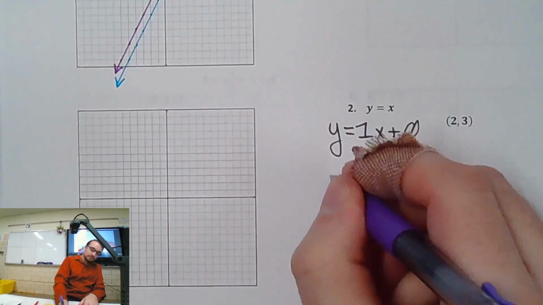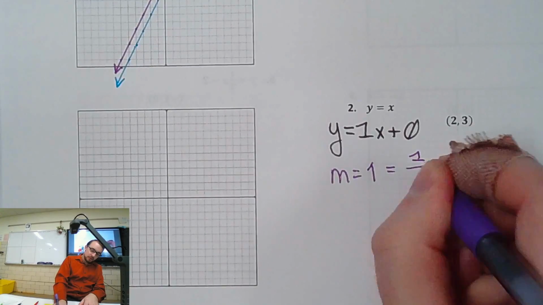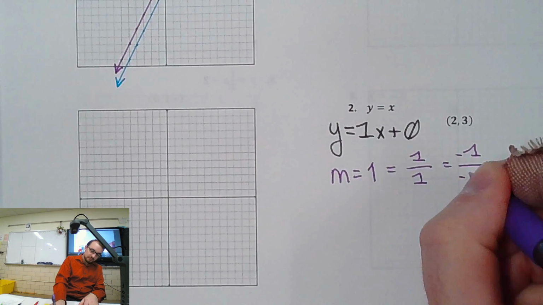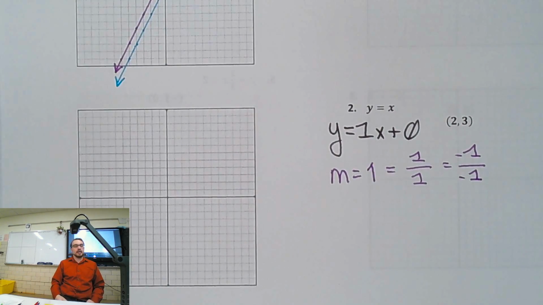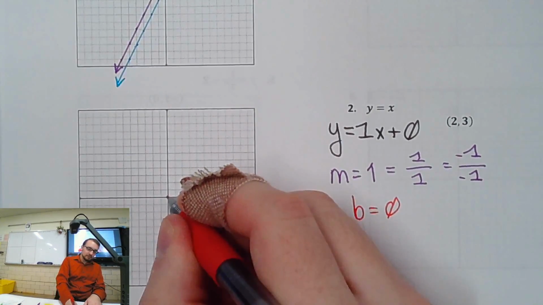So our slope is 1. Also could be written as 1 over 1, right? Or written as negative 1 over negative 1. All the same thing, it's just how you look at it. Y-intercept is 0. So that means our line is going to go through the origin.